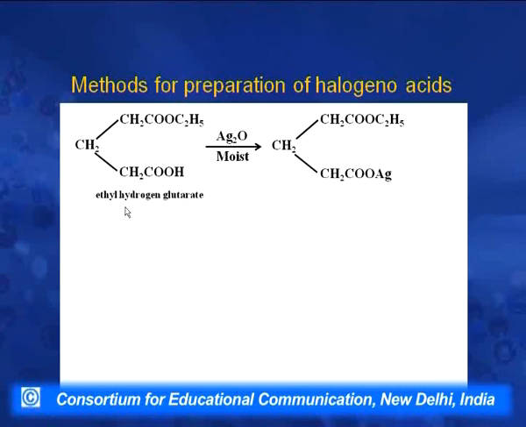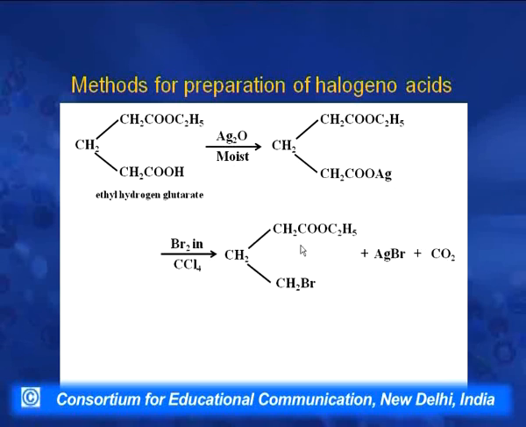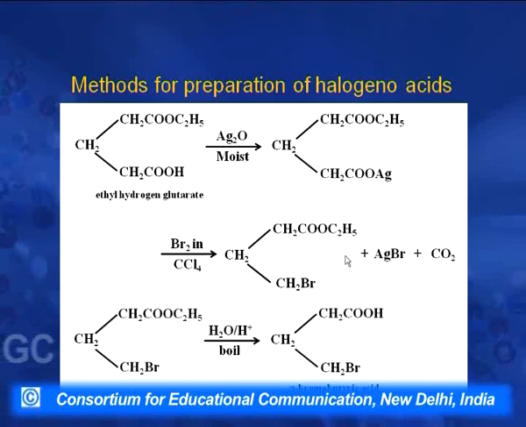Let us take an example. This is a 1, 2, 3, 4, 5 carbon acid, glutaric acid, and its ethyl ester on one of the carboxyl groups. So we call it as ethyl hydrogen glutarate. This on treatment with moist silver oxide forms the silver salt here. Then it is treated with bromine, then carbon dioxide is lost from here and we get CH2Br, and then this ester is hydrolyzed and in the end we get this bromo substituted carboxylic acid.